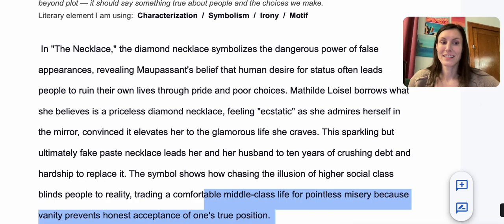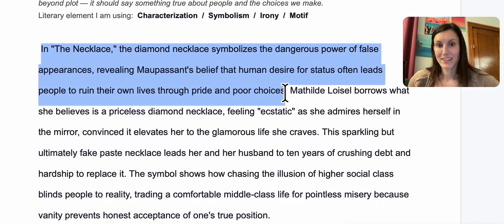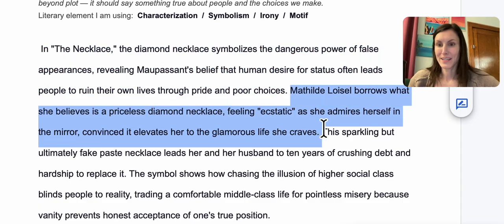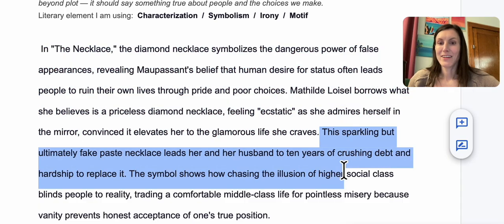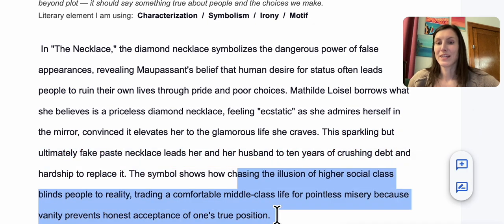So in this, we introduced the story, the author, and what the central idea was. Then we gave the briefest summary of our story. Then we said what the symbol is. We introduced our necklace and how it was a symbol. So that's how the symbolism of the necklace develops the central idea that chasing a higher social class can blind you to reality, and it would end up trading a middle-class life for pointless misery.